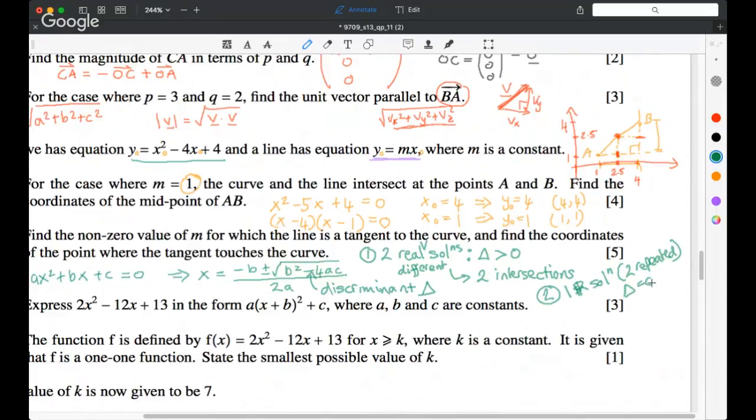Delta is equal to 0, in which case this thing inside the square root will just be 0, so both of them will be equal to minus b over 2a. This gives you tangent.